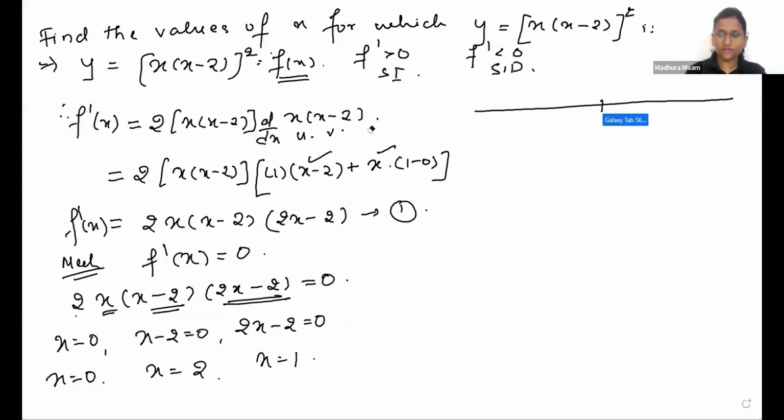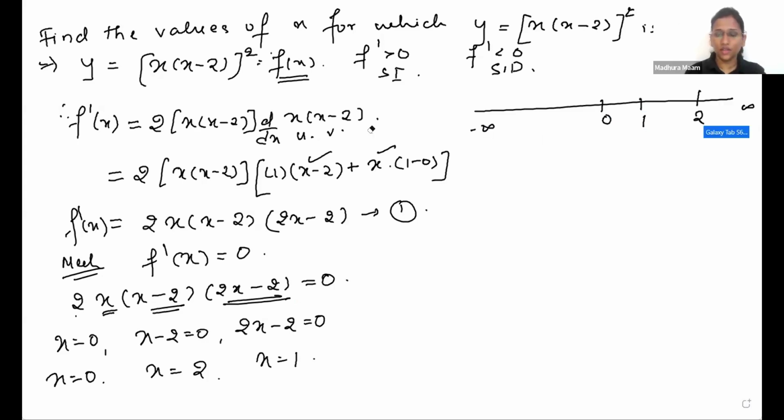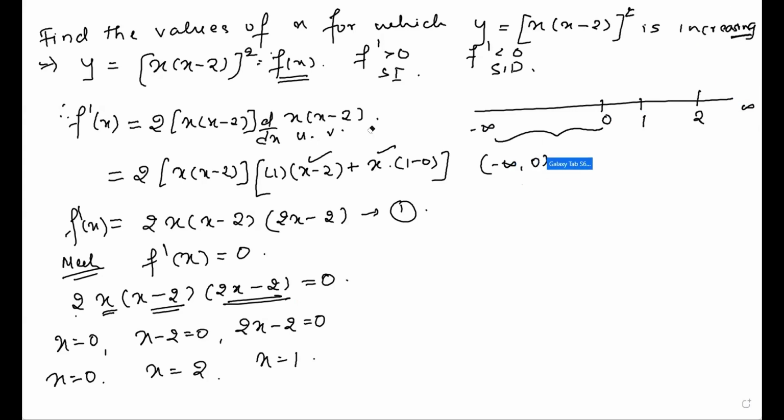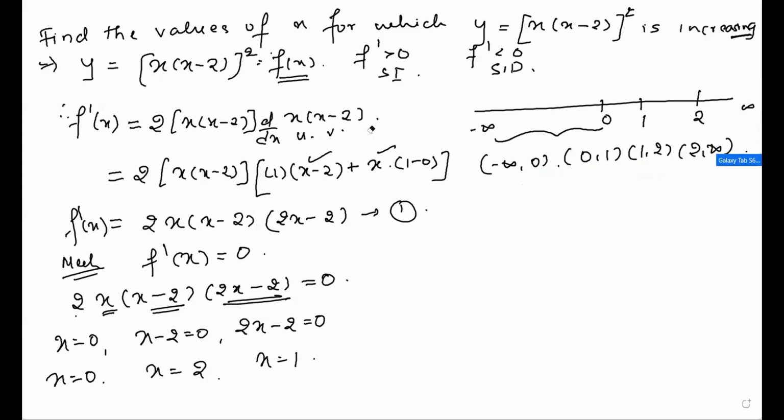So tell me, what are the values of x now? First one is 0, then 1, then 2. Correct? So what are your intervals? First interval is minus infinity to 0. Then 0 to 1. Then 1 to 2. And then 2 to infinity. Is this correct? Yes, ma'am. Okay, so now I have to start again.